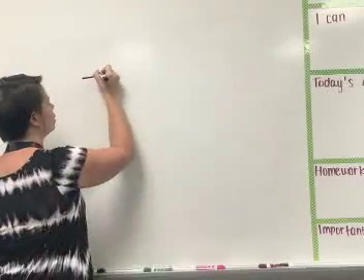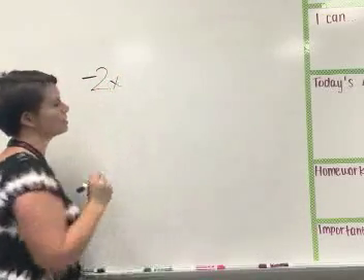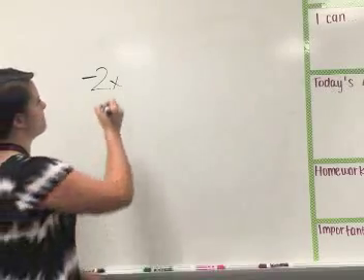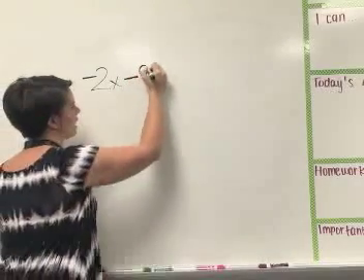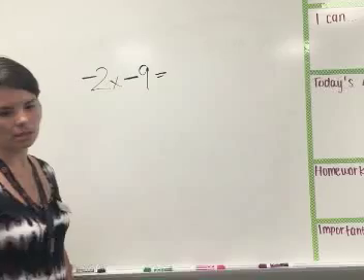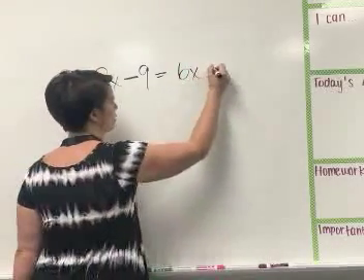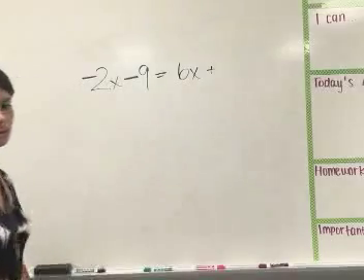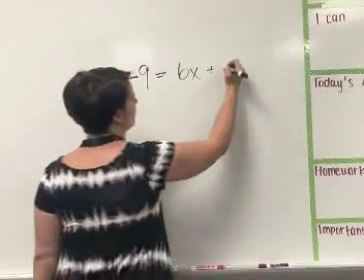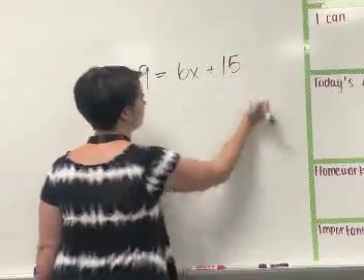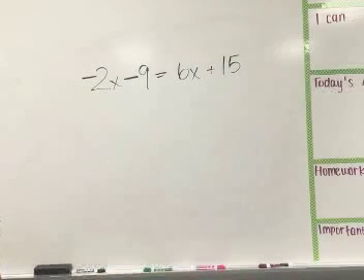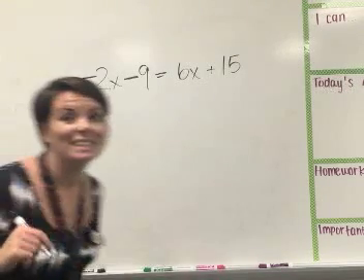negative 2x minus 9 equals 6x plus 15. Okay. Pause. What do you think your first step is? What do we want to do? All right. Guess what? I tricked you.